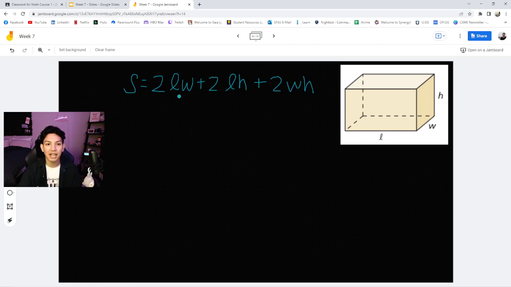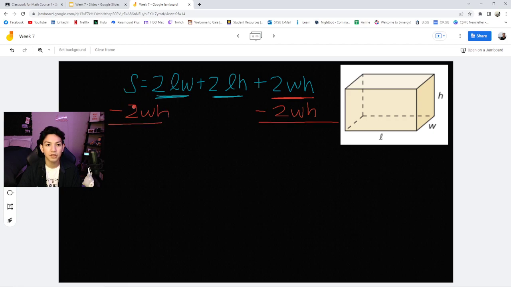We want to isolate L, and we notice that we have an L here and we have an L here. But over here, we don't have an L, so maybe we could just move this to the other side of the equation since we want to isolate L. So what we would do as our first step would be to subtract 2WH on both sides.